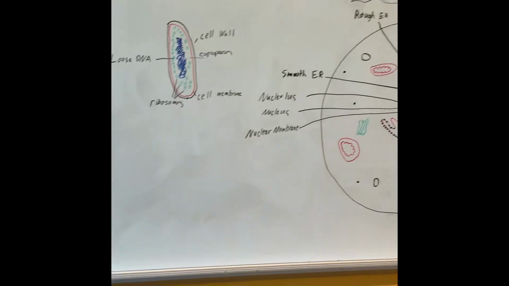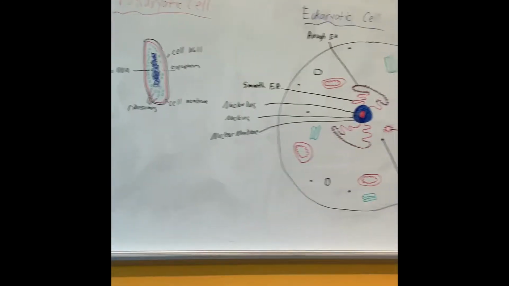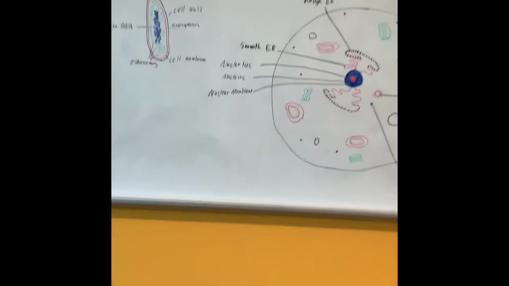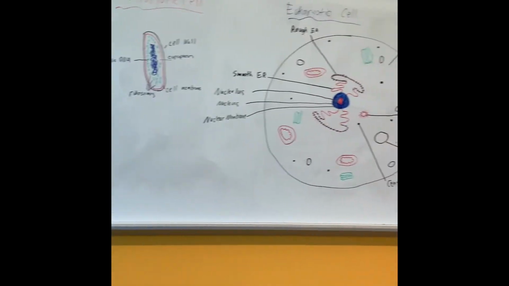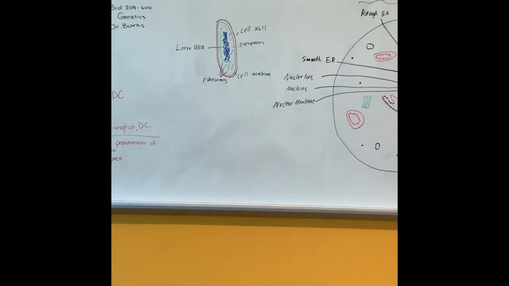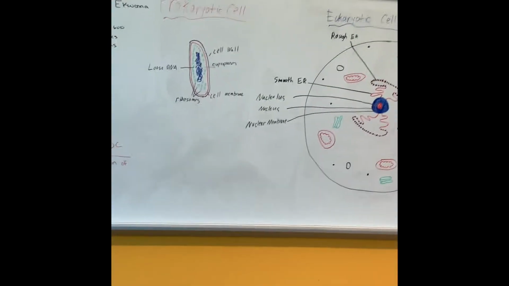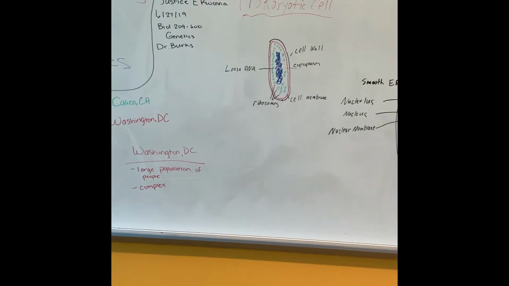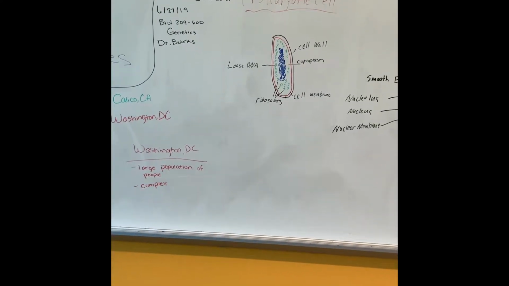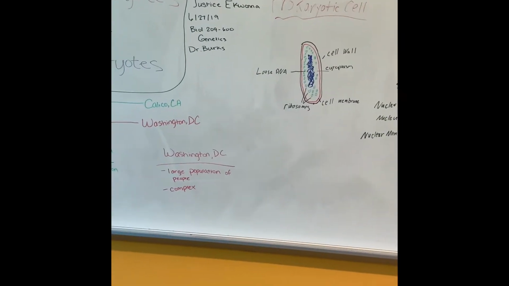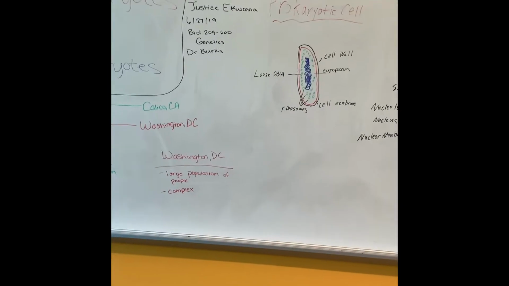Okay, so now we're going to be talking about prokaryotic cells and eukaryotic cells in a much more visual manner. We have drawings of each cell, and as you can see, prokaryotic cells are much smaller than eukaryotic cells. Prokaryotic cells have loose DNA inside. They have a cell wall. They have cytoplasm, ribosomes, and a cell membrane. And that's pretty much it for the prokaryotic cell.